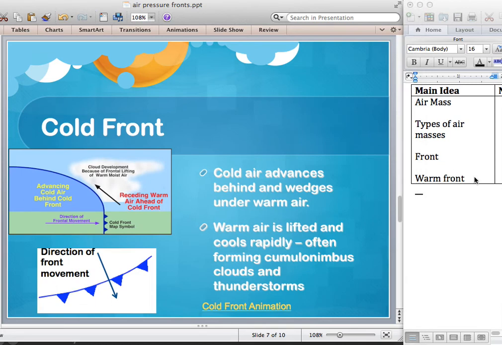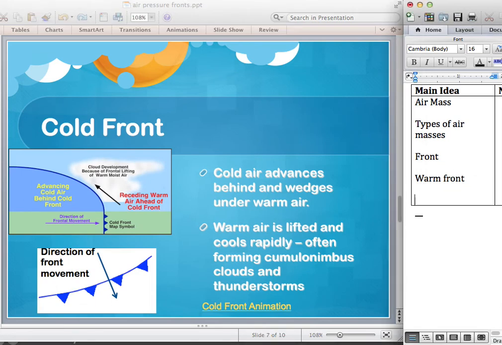Our next option is a cold front. This is kind of the opposite of a warm front. And so here, cold air is pushing behind, kind of wedges itself under warm air. All right, so the warm air is still on top because warm air is less dense. But here, the cold air pushes the warm air up rapidly. And this gives us cumulonimbus clouds and thunderstorms, which we'll look at a little bit more tomorrow night in our storms notes. All right, cold fronts have these little jagged teeth symbols, right? And then that also shows the direction of movement.